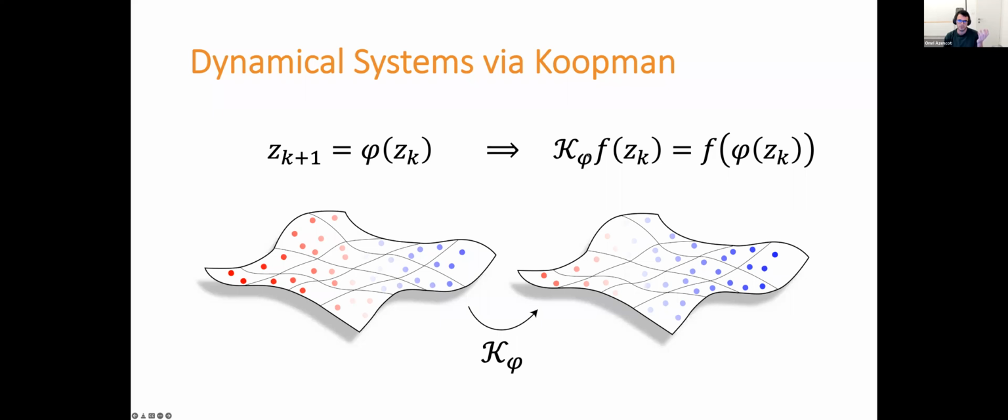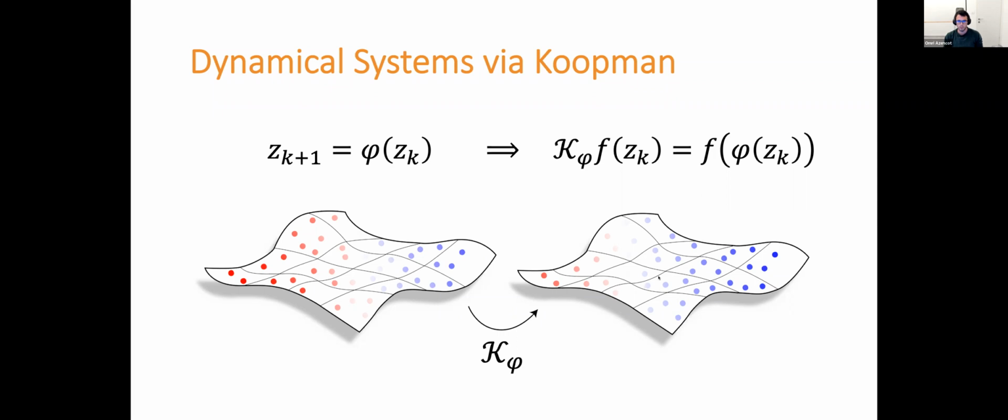Sometimes they are called observables. So f is a scalar function defined on the domain. And the definition of the Koopman operator is essentially by concatenation with the dynamics. And this is exactly the equation that you see on the slide. Essentially, to understand what the Koopman operator does to the observable f at state z_k, we pull back the information by concatenating with the dynamics.